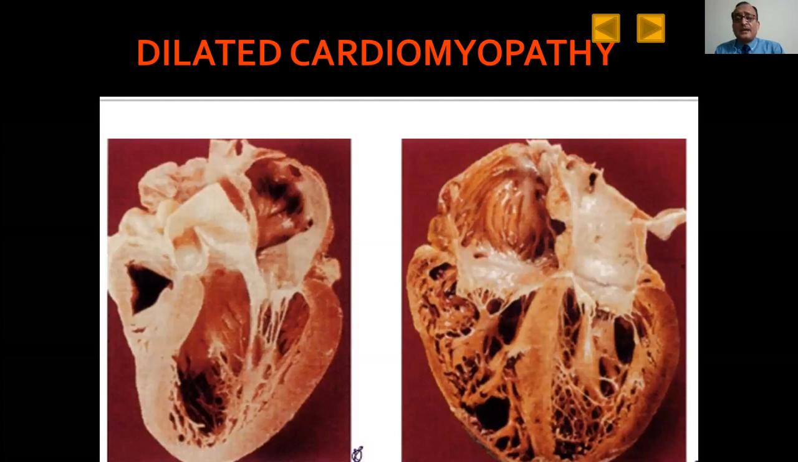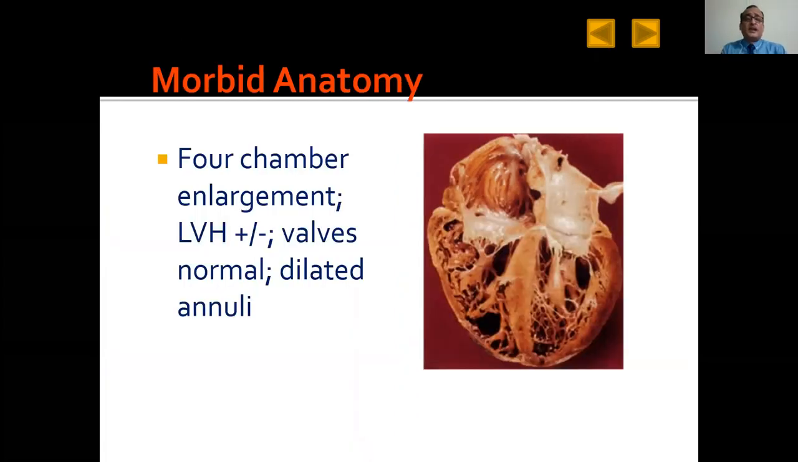The dilatation usually starts with the left ventricle, gradually progresses to involve all the four chambers of the heart. Apart from four chamber enlargement, left ventricular hypertrophy may be present, and the valves are normal but the annuli are dilated. The importance of dilated annuli is that the tips of the atrioventricular valve do not coapt properly, giving rise to mitral and tricuspid regurgitation.